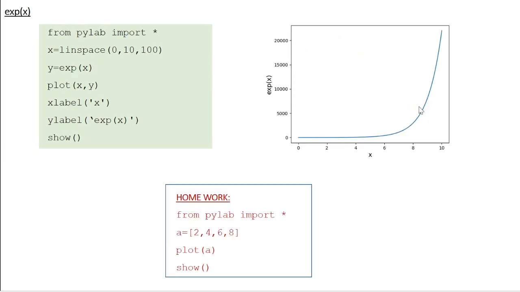Similarly, a graph of the exponential function. So x equal to linspace 0, 10, 100. I have 100 data points starting from 0 to 10. y equal to exp x. This is the function for exponential. Then you plot x and y. The x label is x, the y label is exponential x. So you can see this is an exponentially increasing function. On the other hand, if you choose your x values to be negative, then you have an exponentially decreasing function. So these are some of the common functions.